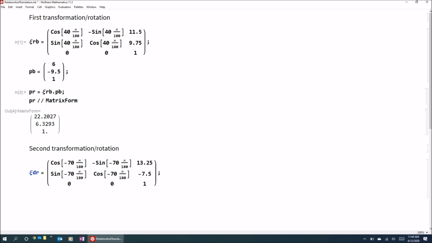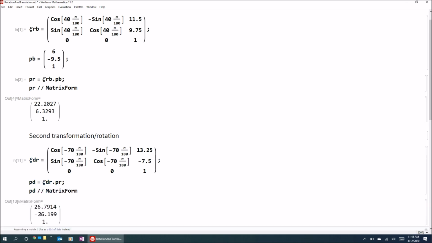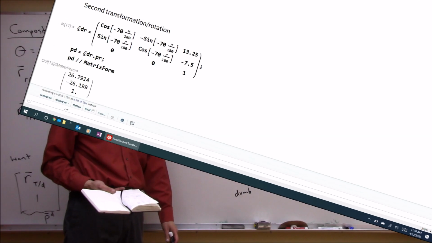And now, notice this, we actually don't need PR. PR was already defined. We got that from the first transformation, so I don't need to input that. So now I can calculate PD, which is just going to be psi_DR dotted with PR. So let's see what that comes up with. Okay. Let's write this number down and jump back to the board to make sure that makes sense.